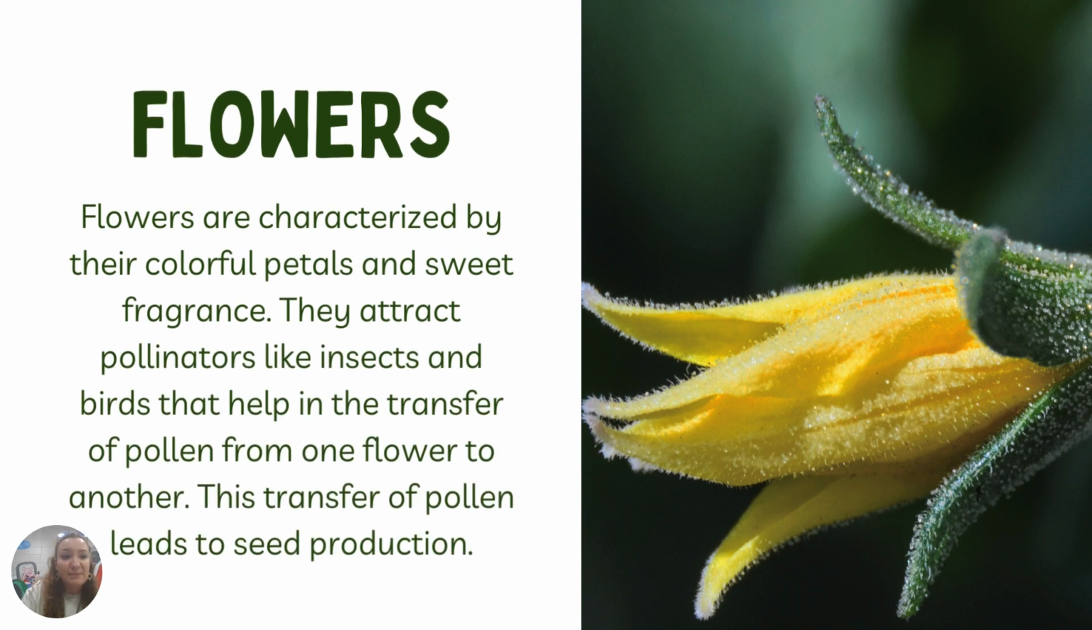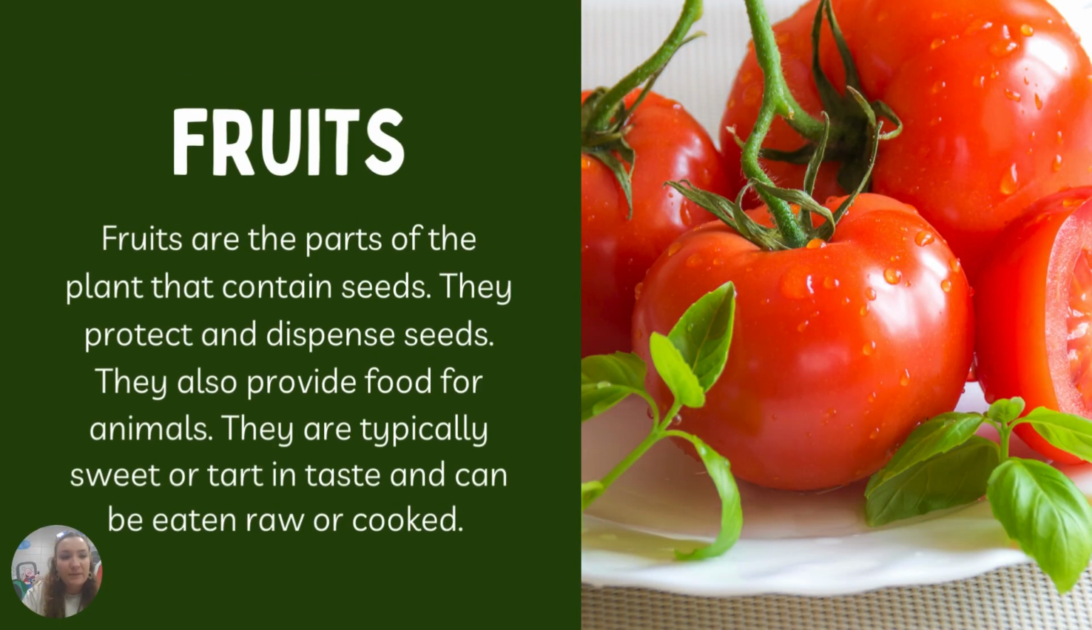Flowers are characterized by their colorful petals and sweet fragrances. They attract pollinators like insects and birds that help in the transfer of pollen from one flower to another. This transfer of pollen leads to seed production. Some flowers that you may eat may be broccoli or cauliflower. When you're eating broccoli or cauliflower, you're actually eating the flower buds before they open up.